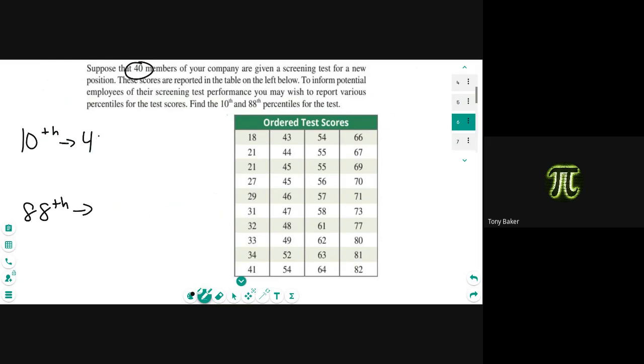So we'd have 40 times 0.10 is the fourth number. Is that an integer? Okay. So that means I'm going to look at the fourth and the fifth number, because with an integer, you're looking at that number and the next number. So I'm going to take those two numbers, add them up, and divide by 2. So 27 plus 29 divided by 2 is 28. So the 10th percentile is 28.